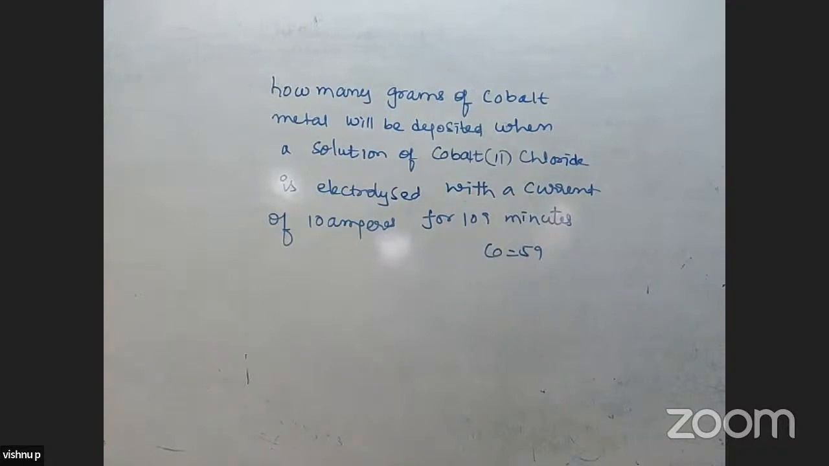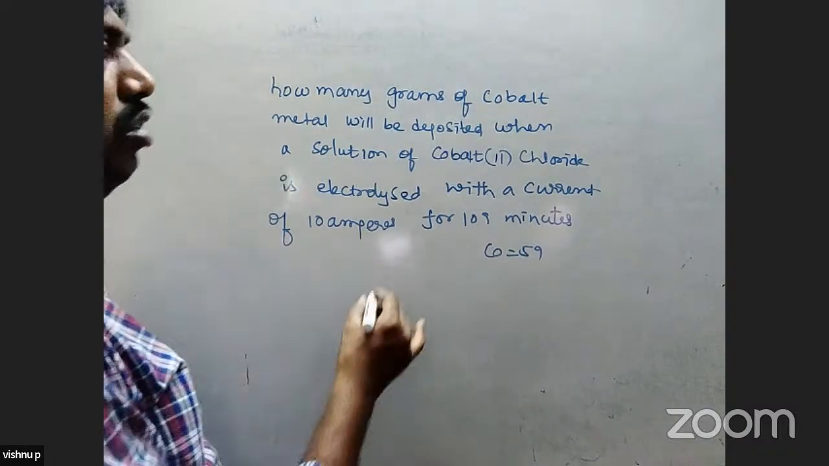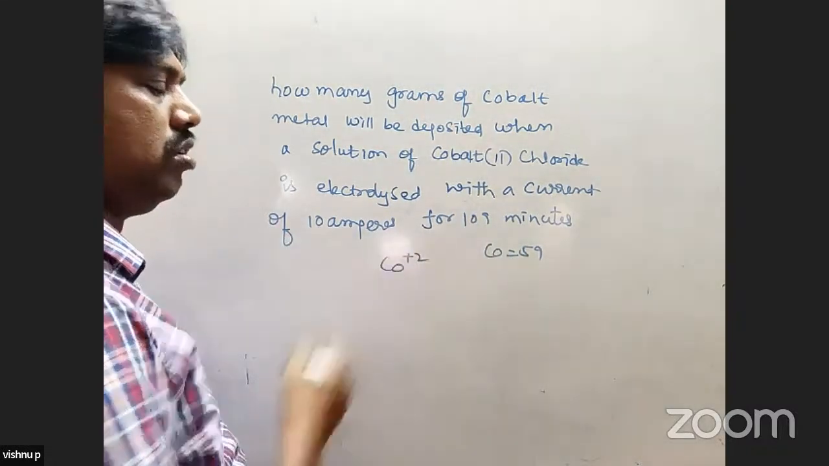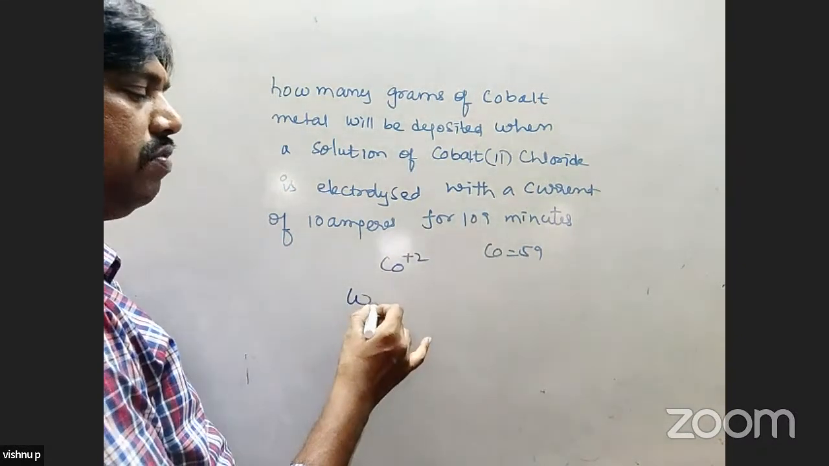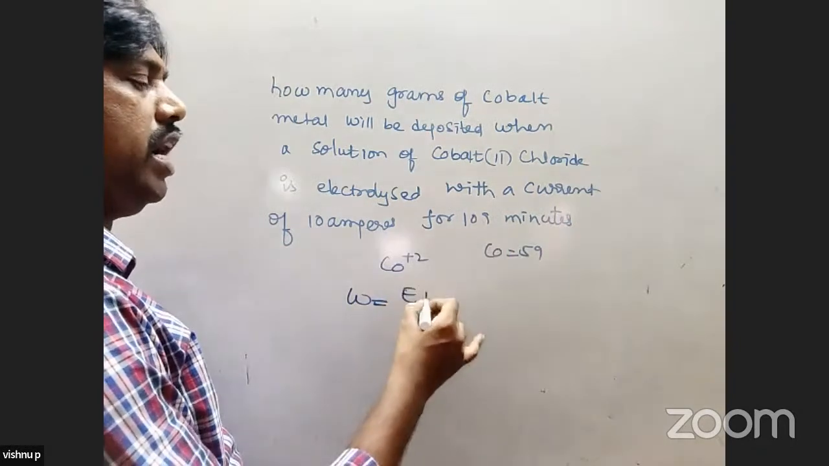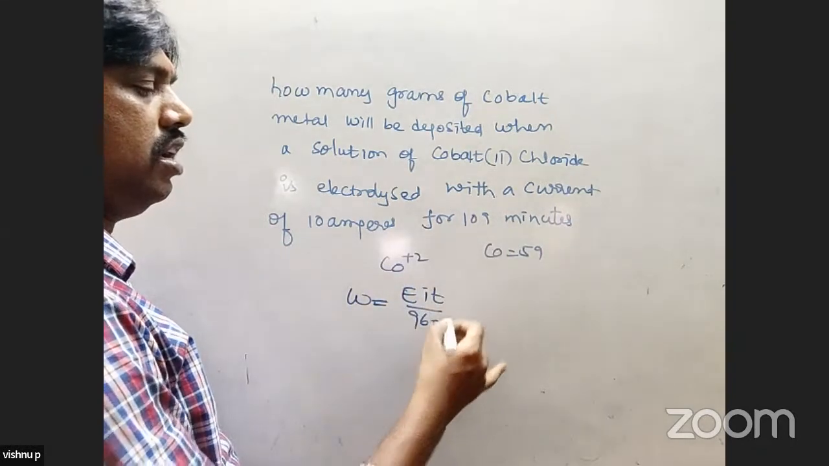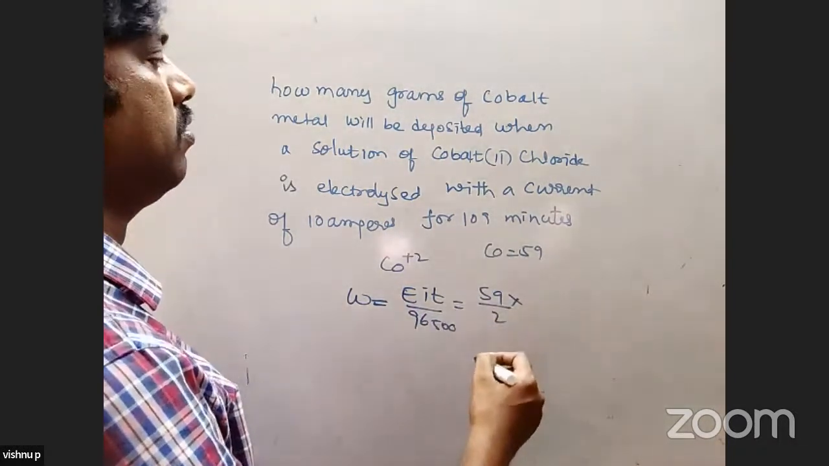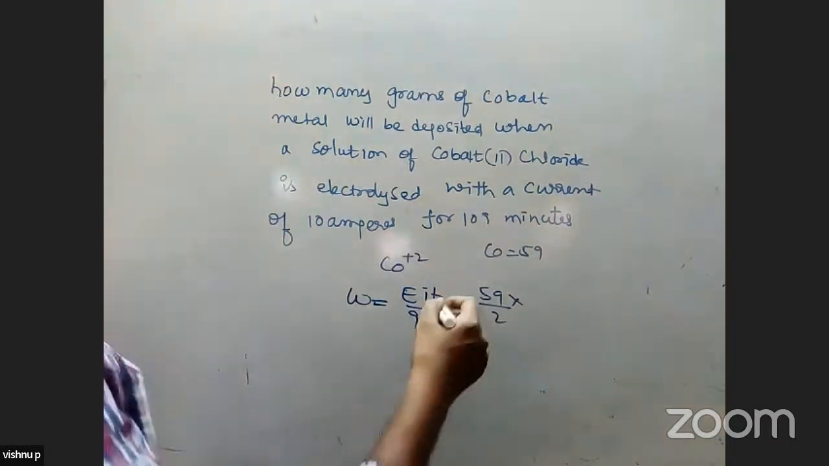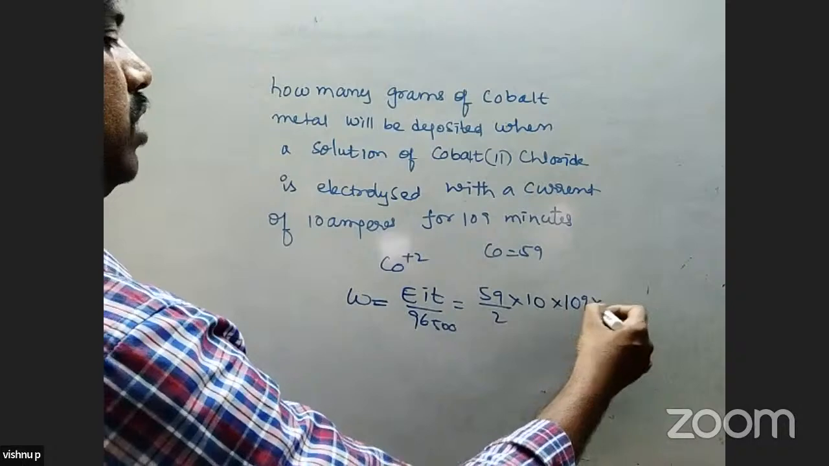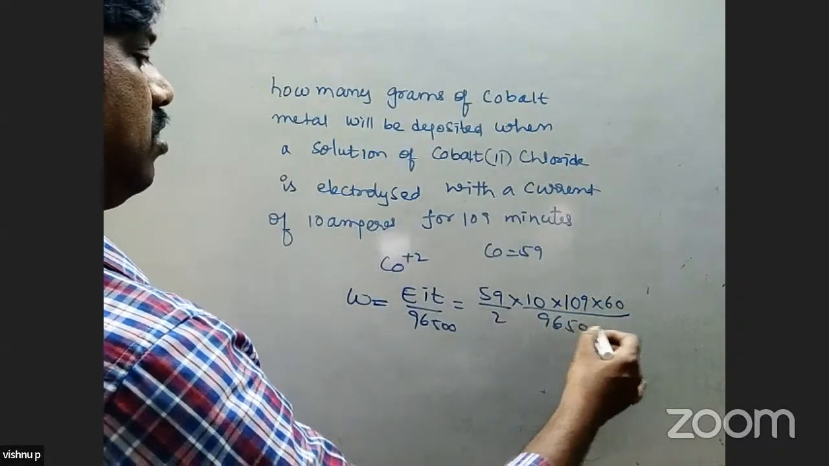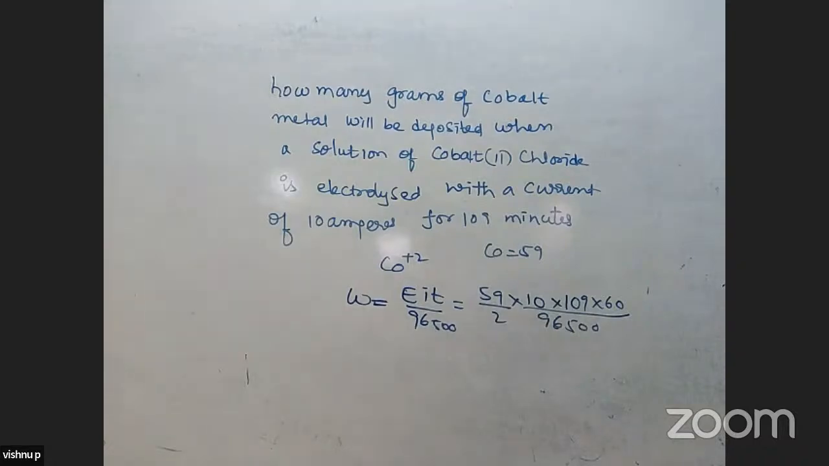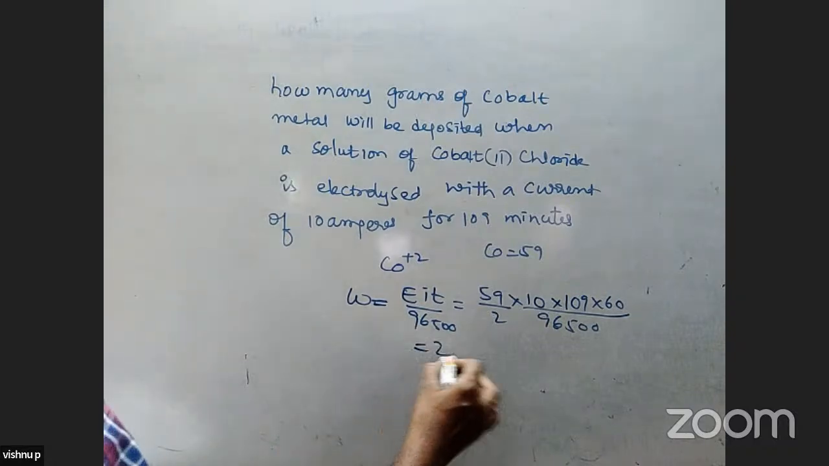So it is based on Faraday's first law. Cobalt dichloride, cobalt charge is +2. Weight of substance deposited is equal to atomic weight 59 by 2 into current in amperes into time by 96,500. What is the current in amperes? 10 amperes into 109 minutes, we convert into 60 seconds by 96,500. From that, we get a weight of substance deposited that is almost equal to 20 grams.